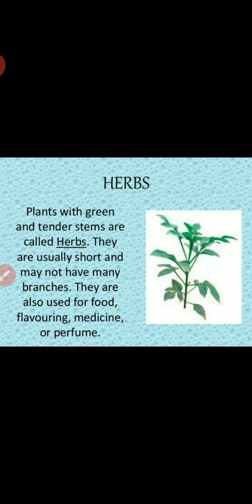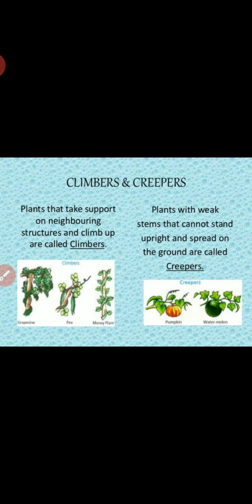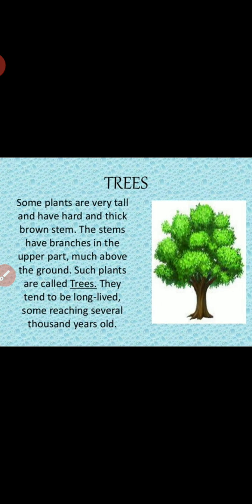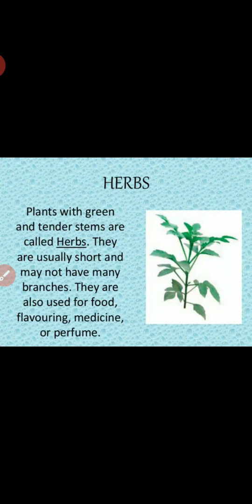So, dear children, as you know, we have already talked about the herbs. There are actually four types of plants. That is herbs, shrubs, trees, and climbers and creepers. So we have already seen about the herbs. So herbs are the plants with green and tender stems, which is called the herbs.